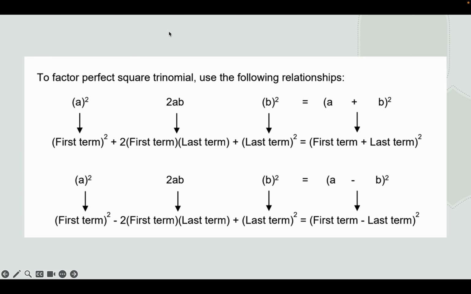To factor a perfect square trinomial, use the following relationship. a² is the first term squared, the middle term is 2 times the first term and the last term, and the last term is squared, which equals (a + b)², the first term plus the last term, squared. For the difference, we have a², the first term squared, minus 2 times the first term and the last term, plus the last term squared, which equals the first term minus the last term, squared.